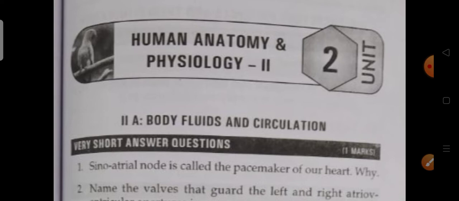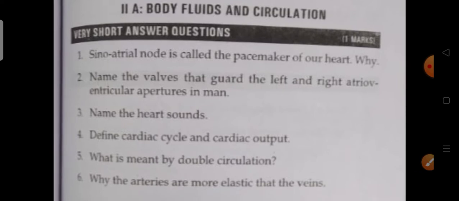Already I have discussed the first unit. This is the second unit, and the second unit is also divided into two partitions. The first one is Unit 2A, body fluids and circulation. In this unit there are some important questions. Already you know very well about zoology, which is Biological Sciences 2. Biological Sciences 2 is for second year students who are going to write the bridge course examinations. Part 1 is botany, part 2 is zoology.